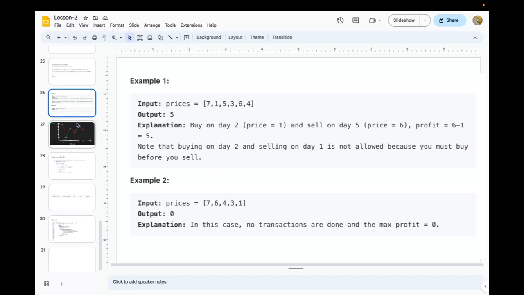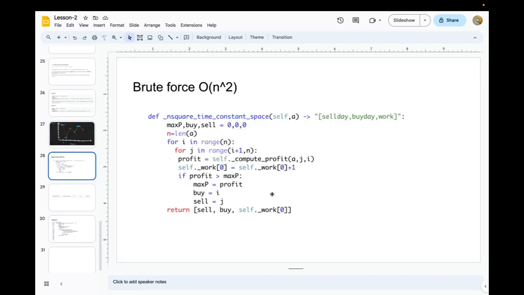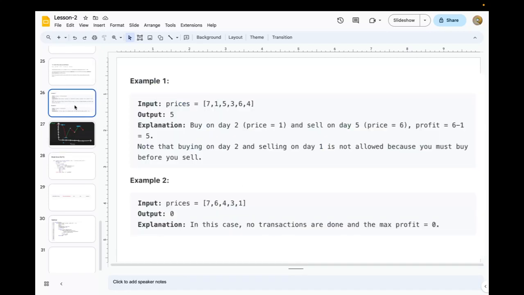Now, by the basic understanding of the problem, a brute force method that comes to our mind is to calculate every single value possible. So you start your pointer at 7 and then calculate the profit for 7, 1, 7, 5, 7, 3, 7, 6, 7, 4. Then you increment the counter, go to 1, and calculate the combination profit for 1, 5, 1, 3, 1, 6, 1, 4. Then you keep your pointer at 5 and calculate for 5, 3, 5, 6, 5, 4, and so on.